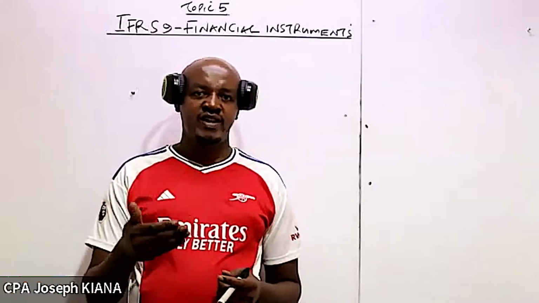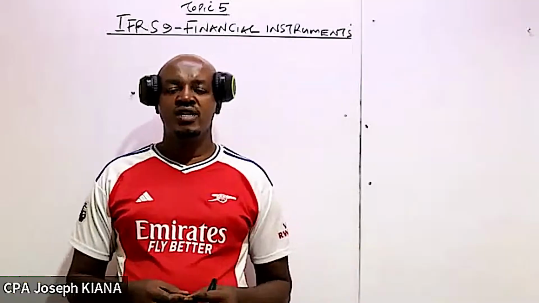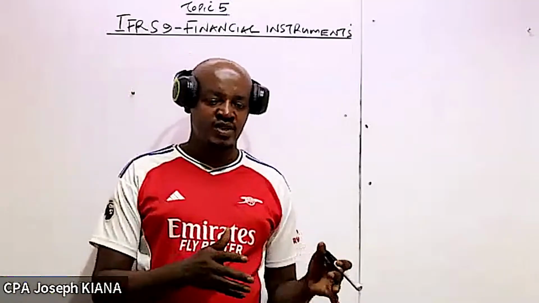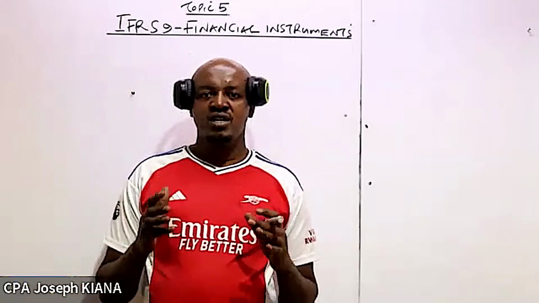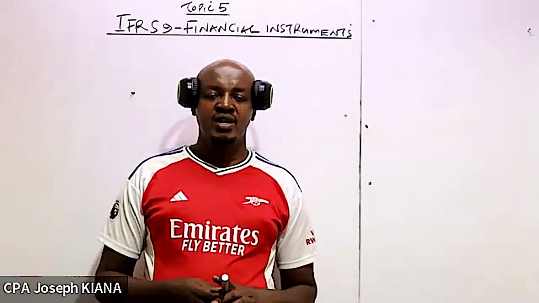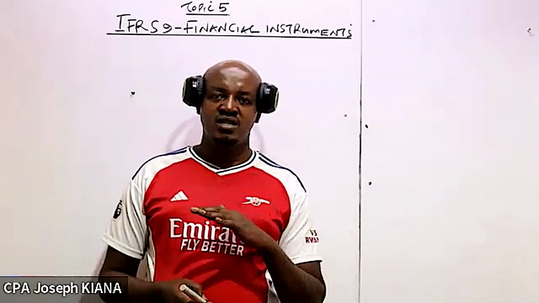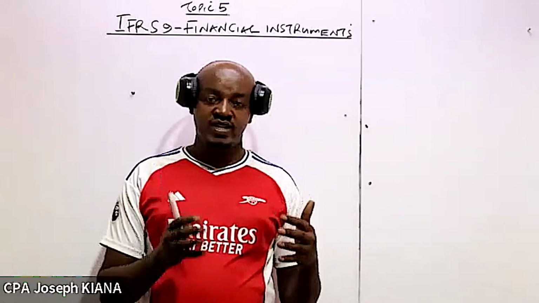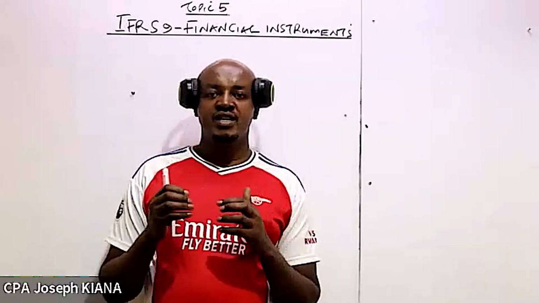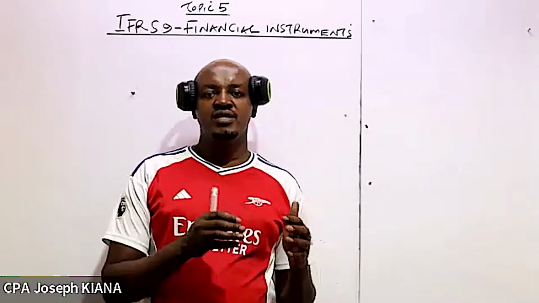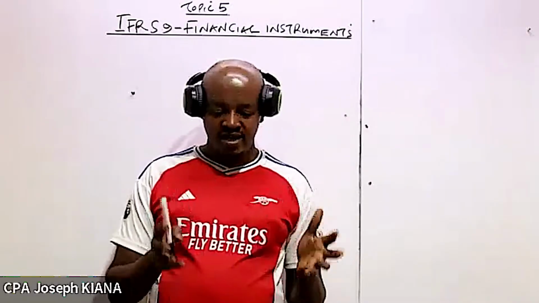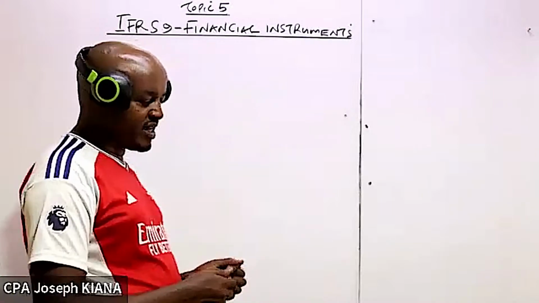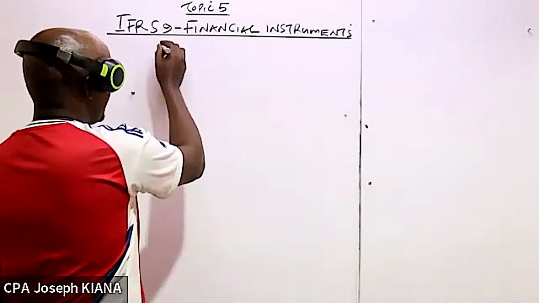But how do we define a financial instrument in accordance with IFRS 9? A financial instrument is defined to be a contract entered into between two entities, e.g. Company A and Company B, and that contract gives rise to a financial asset for one company, and a financial liability or equity to the other entity. That is the definition of a financial instrument.